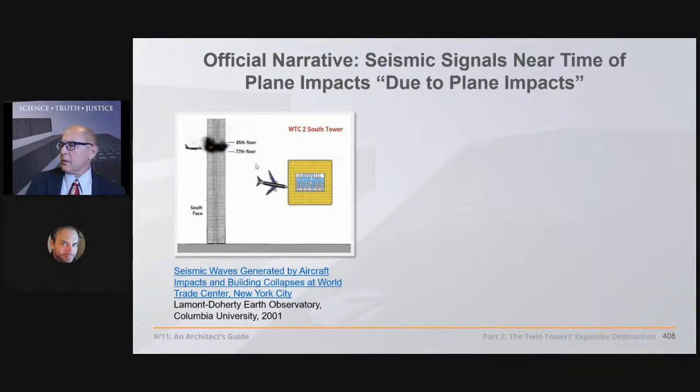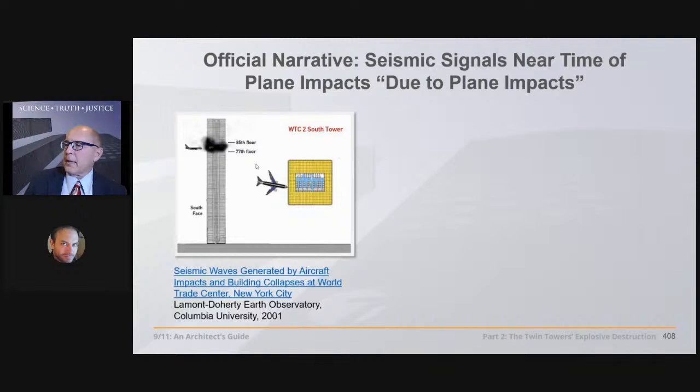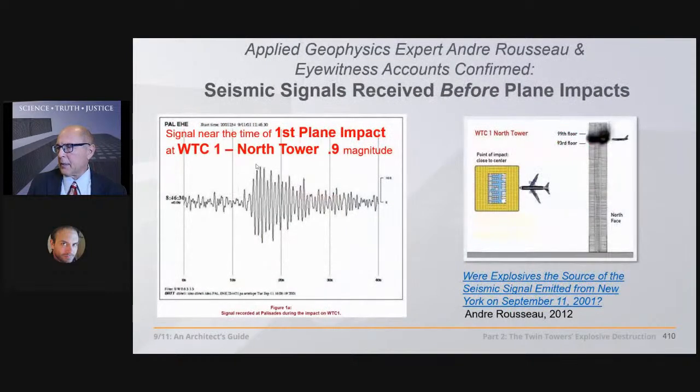The North Tower is the first impact, a 0.9 magnitude event, not insignificant, and a 0.7 magnitude at the second impact. And so, interesting. Let's go back and test this theory.